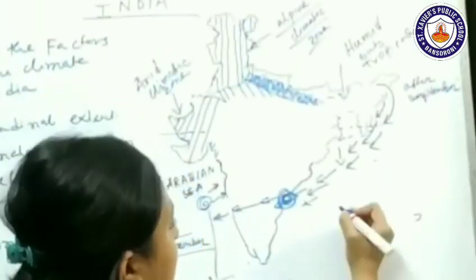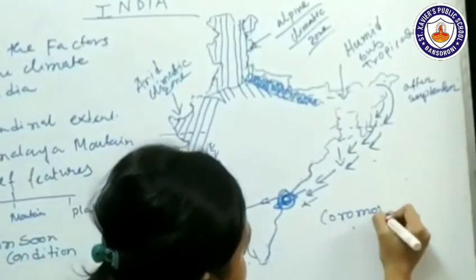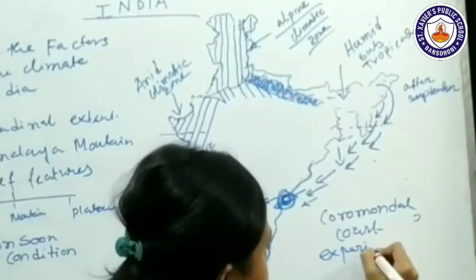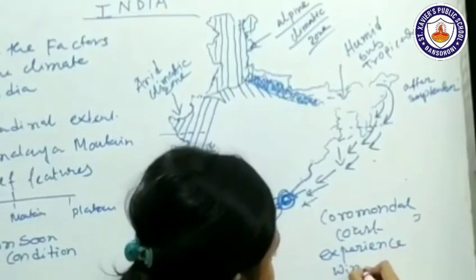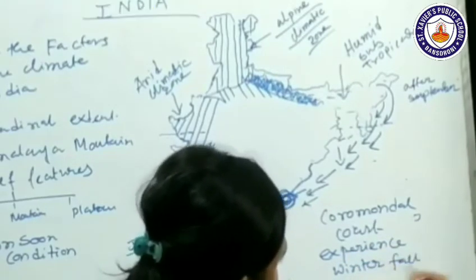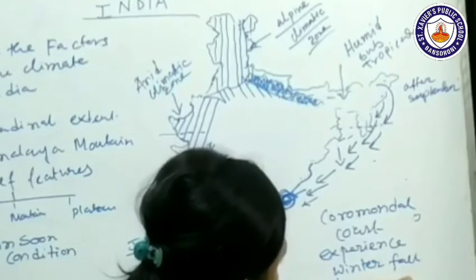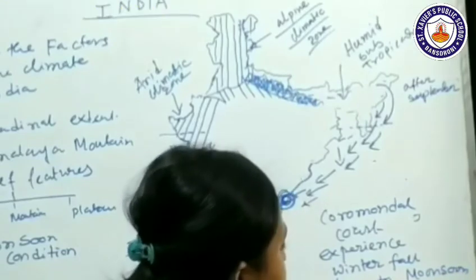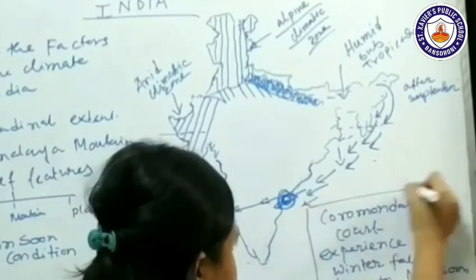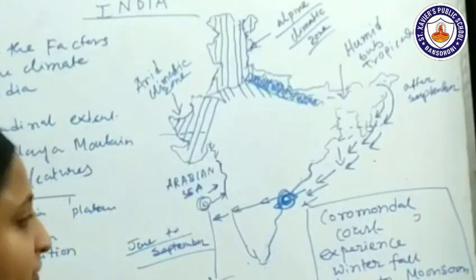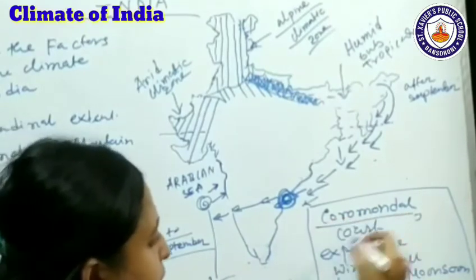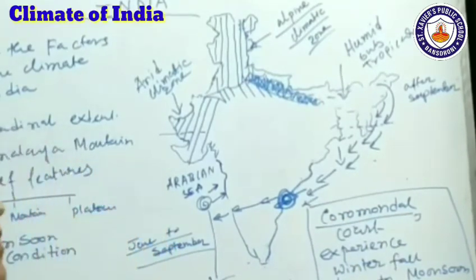So we know that the Coromandel coast experiences winter rainfall due to monsoon winds. Right? Please note it down because it is very important in the oral test or the viva test. It comes. It is the Coromandel coast which experiences the winter rainfall due to the monsoon winds. So I think it's clear to all of you.